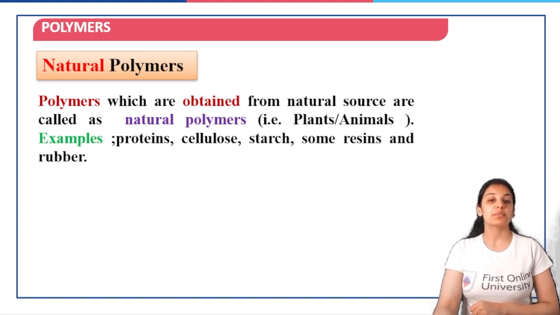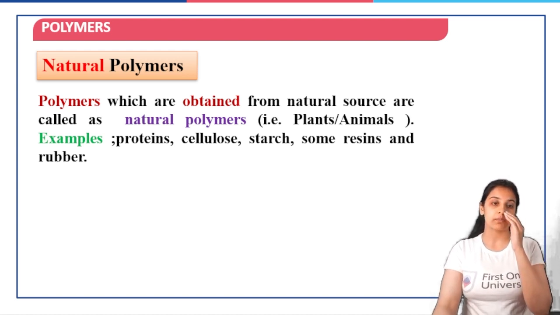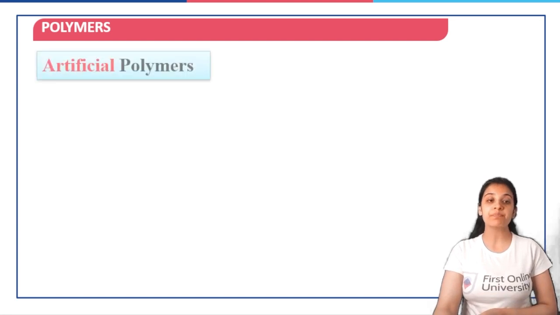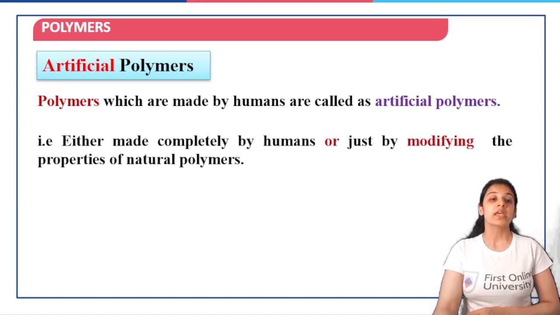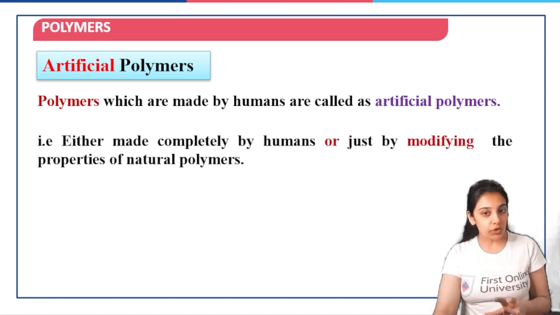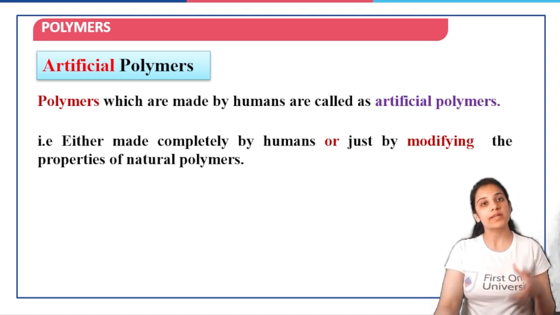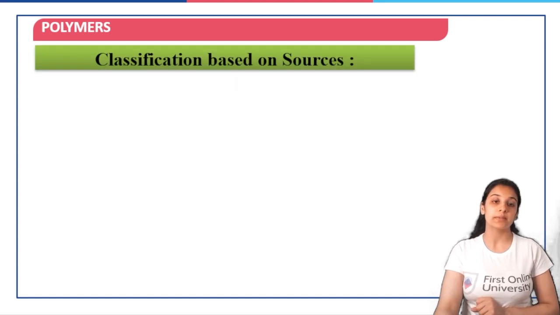So polymers which are obtained from natural sources are known as natural polymers. That is plants and animals. Okay, they're obtained from plants and animals. For example, protein, cellulose, starch, some resins and rubber. Then artificial polymers are the polymers which are made by humans and they are known as artificial polymers. They are either made completely by humans or they modify certain properties of natural polymers and now they will be called synthetic polymers or artificial polymers.